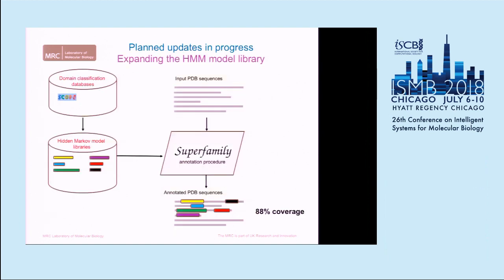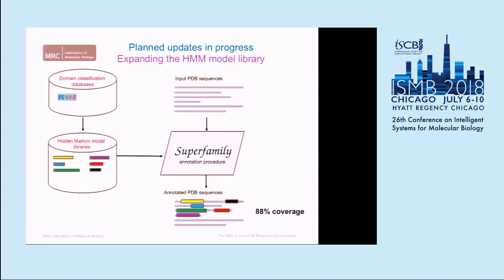And talking about future projects and current progress. Currently, the Superfamily annotation pipeline and its hidden Markov model library can cover 88% of the PDB sequences. So clearly, we are missing some of the models in the hidden Markov model library. We need to expand it to make the coverage better.